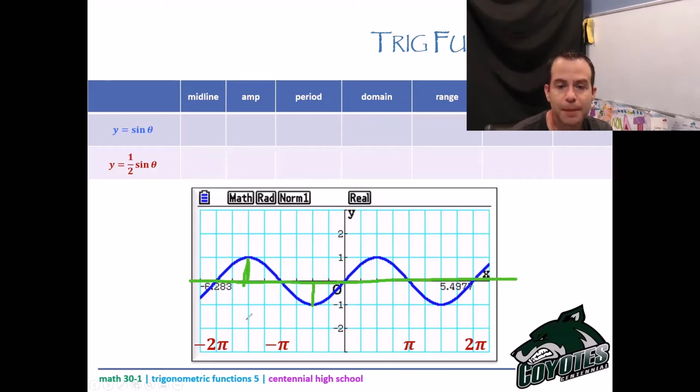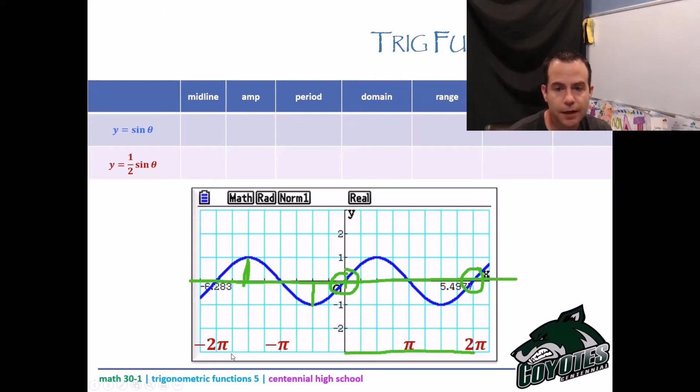The period, the time it takes to do one complete cycle, well, I can start here and then I start again here. So that distance is 2 pi from there to there, okay? My domain will be real. My range will be -1 to 1. My y-intercept will be 0, 0. And my midline intercepts will be at this guy.